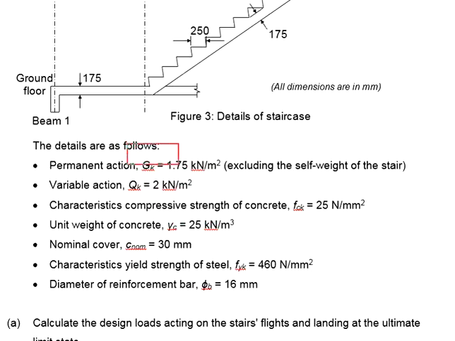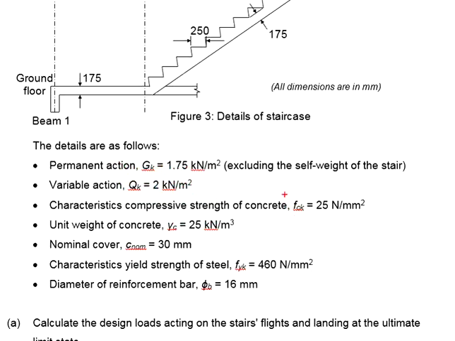The Gk given is 1.75 kN per meter square. It is stated that this does not include the self-weight of the staircase. That means later you will need to determine the self-weight of the staircase as a part of the permanent actions on top of the Gk given. The variable actions is 2 kN per meter square.